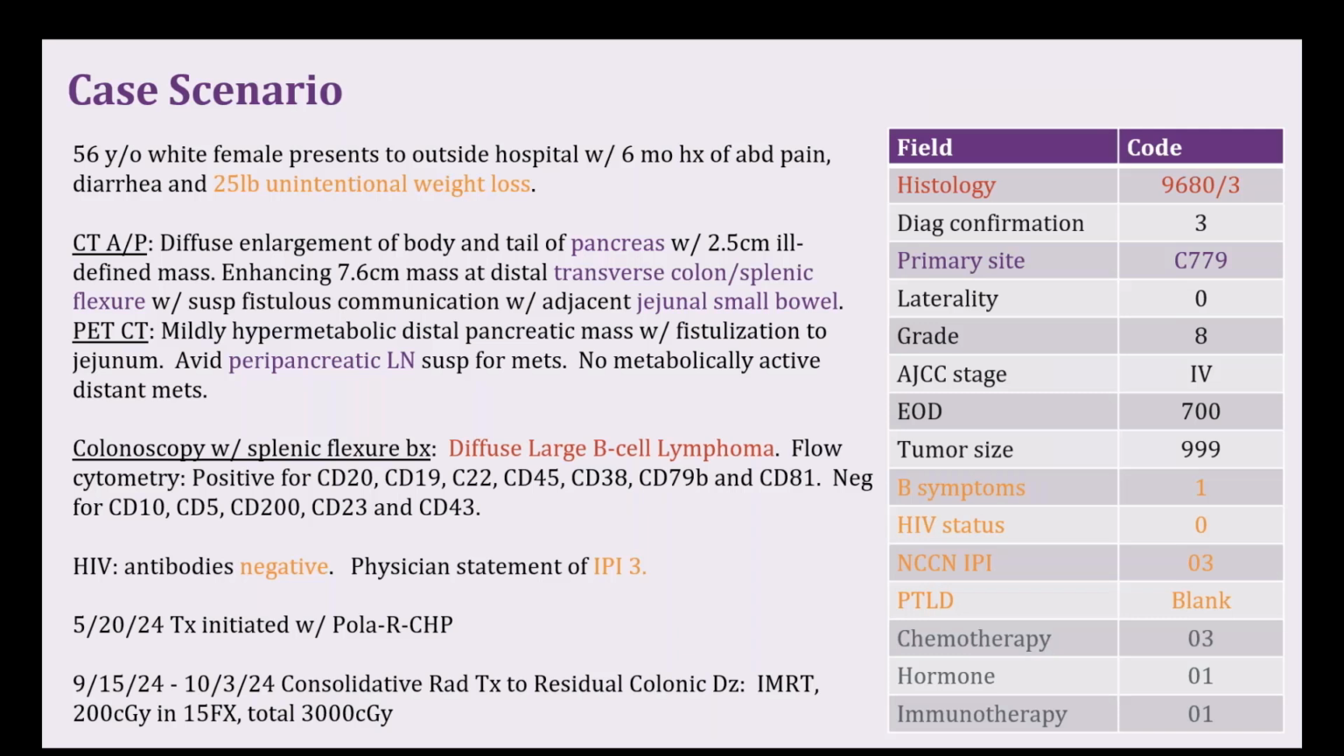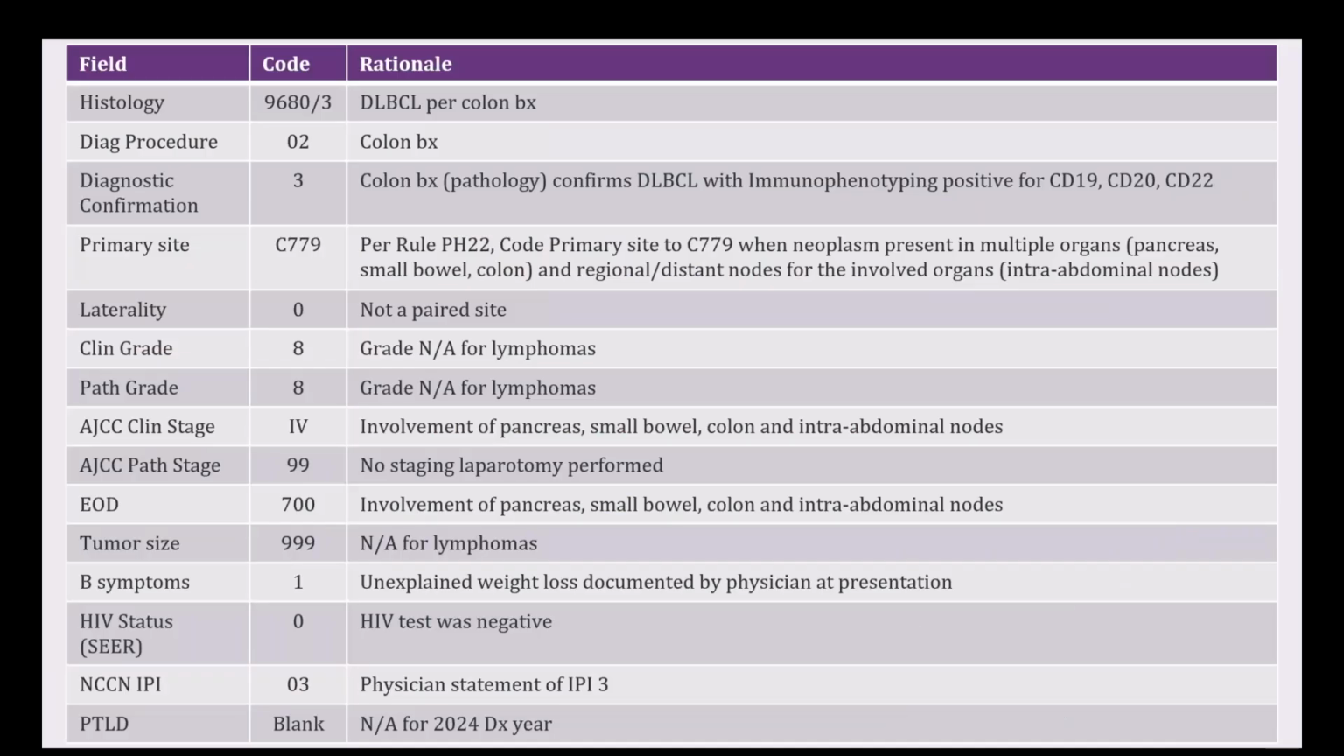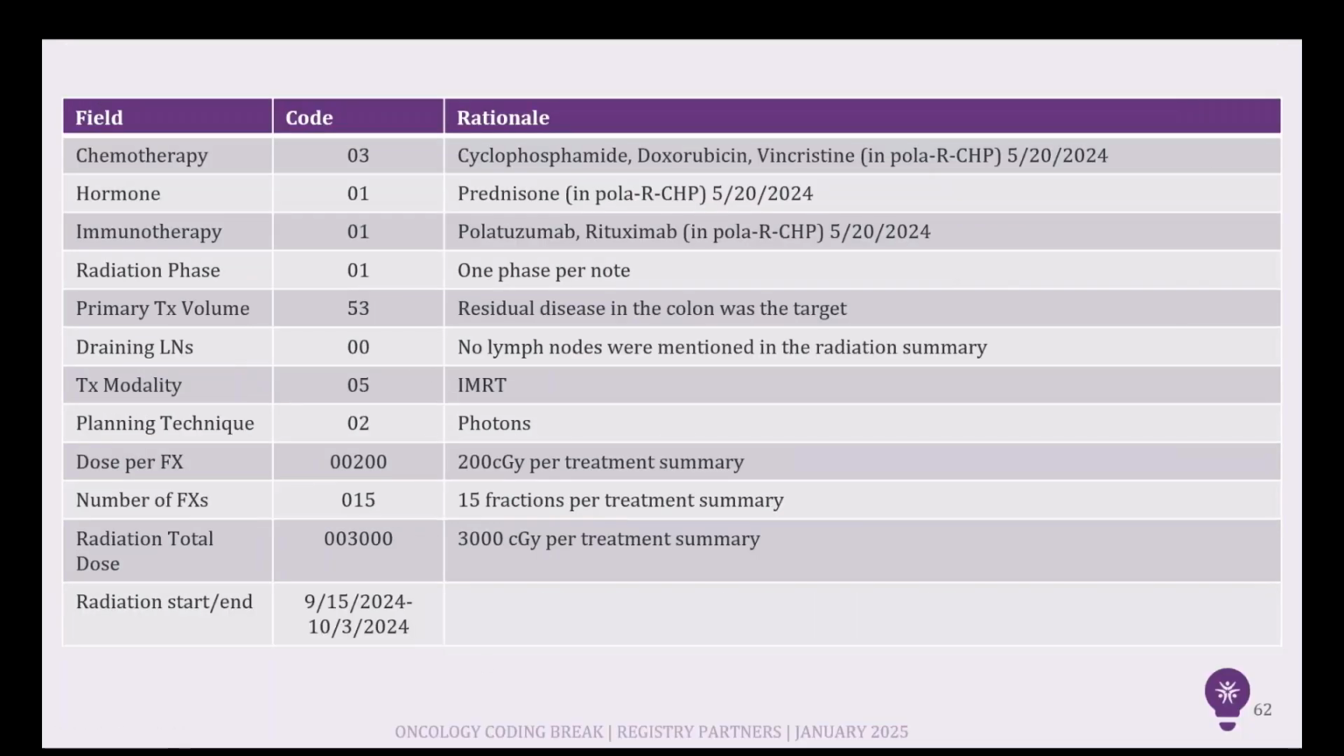And then here is a little more explanation for all of these fields. We've gone through these. Let's look at the next one. So chemo will be 03 because of the Pola-R-CHOP. When you look it up, we have cyclophosphamide, doxorubicin, and vincristine, so multiple agents. There is prednisone in this regimen, so you'll code that to hormone. For immuno, you're going to have a 1 because in this regimen there is immuno. Radiation, we are going to code that radiation to the colon. And we have all of the radiation details from that summary.